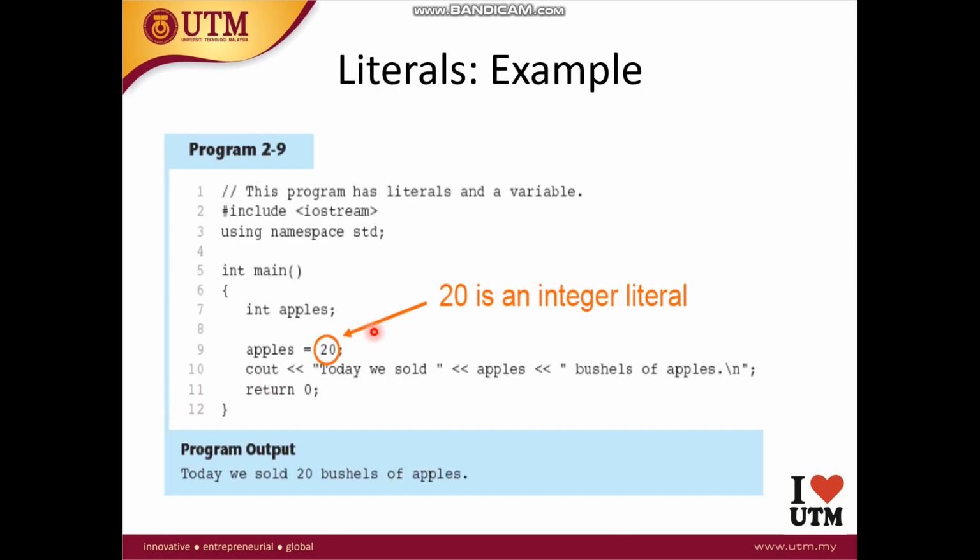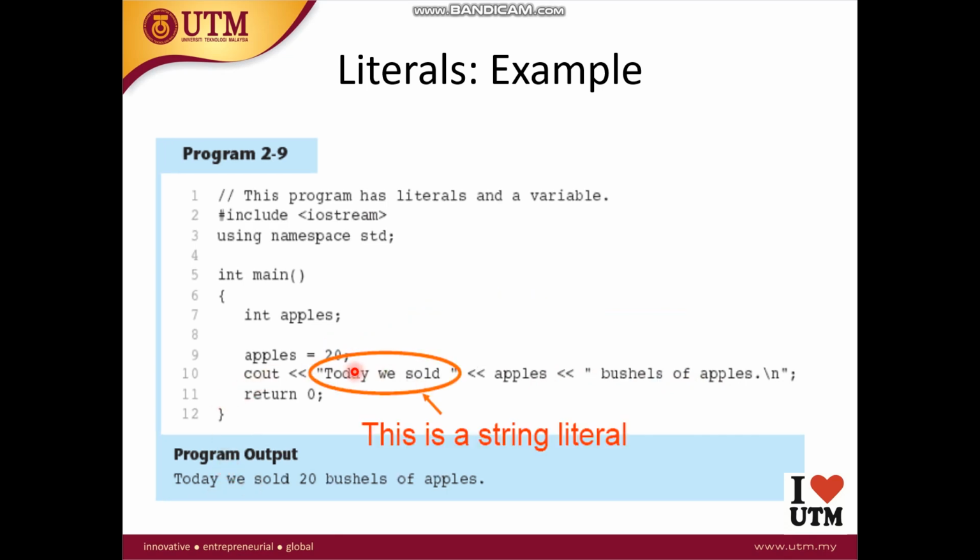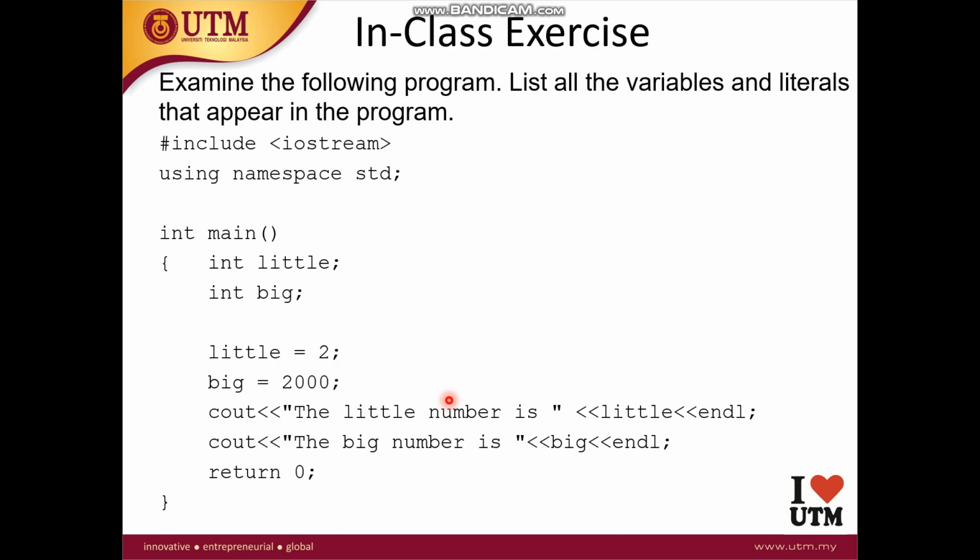Here we have an example. In this program, we have already declared apples, and apples equals 20, and this 20 is an integer literal. Why? Because it is a number. Here, "today we sold" is a string literal. "Bushels of apples" is a string literal as well, and this is going to be the output of the program. And here this one is a string literal as well.